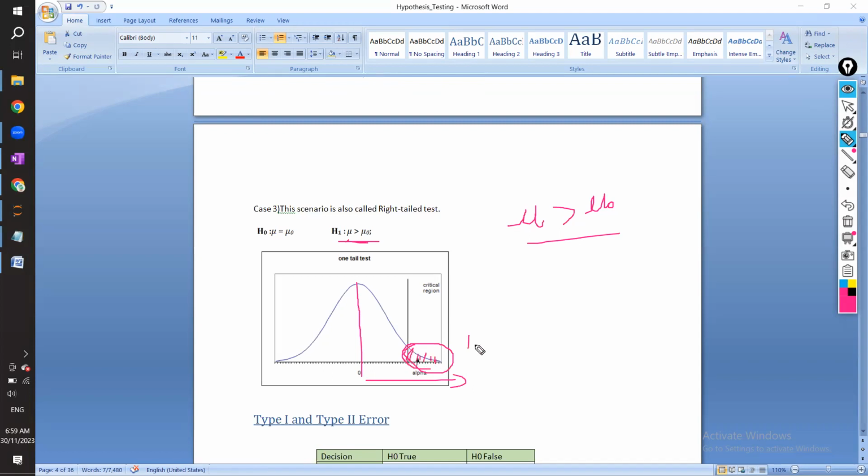And this is also called one tail. This is also only one tail. Only one tail you are focusing on. I'm not concerned about this tail, only this tail. This is also one tail. But what tail? Right tail.